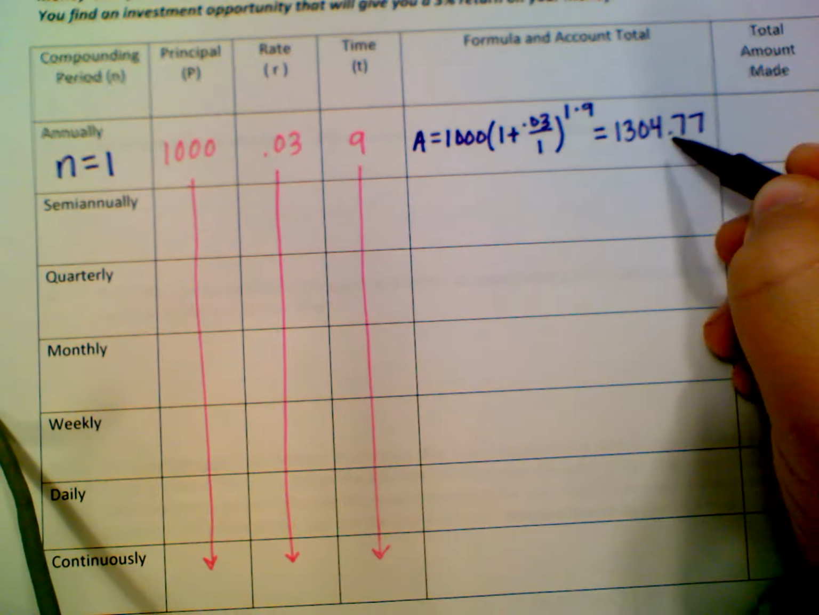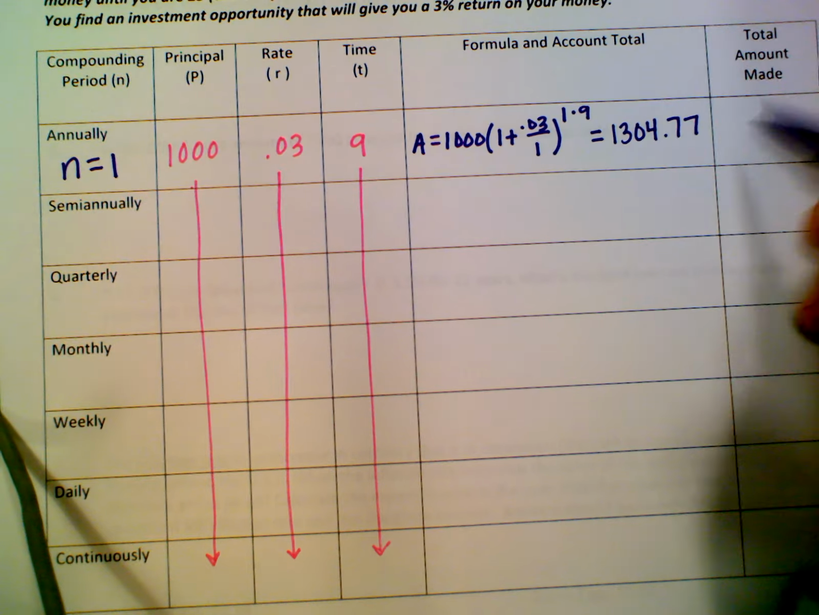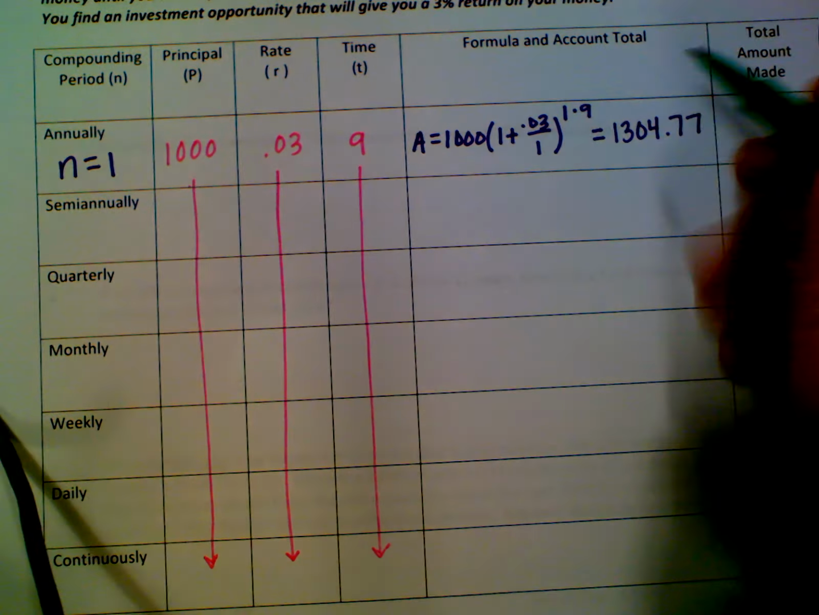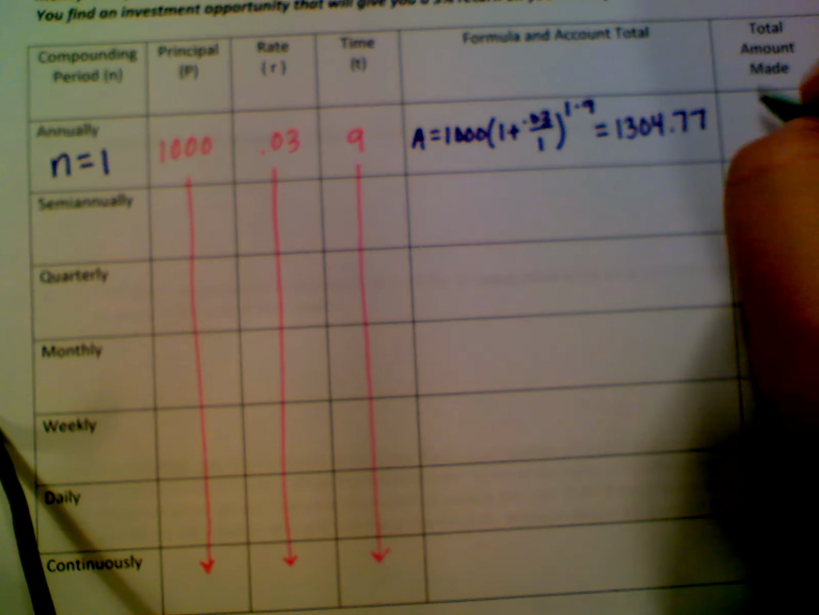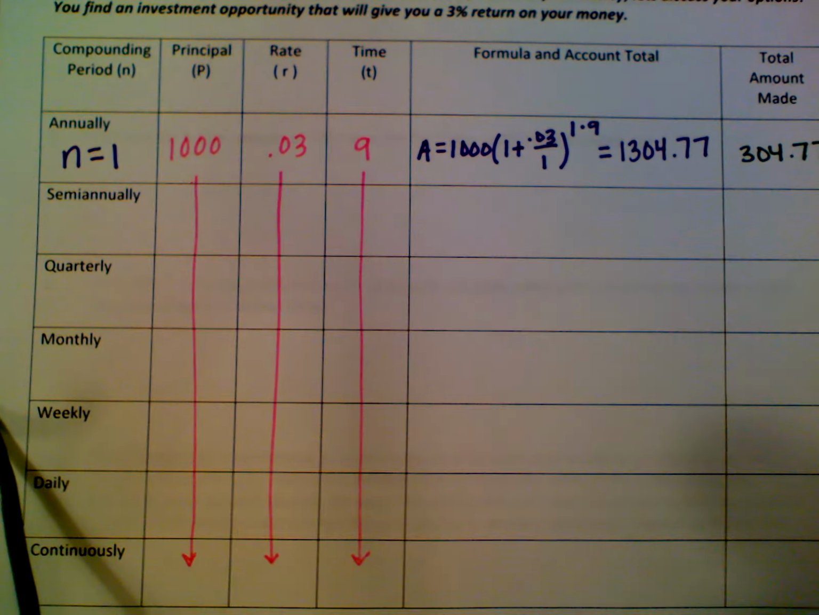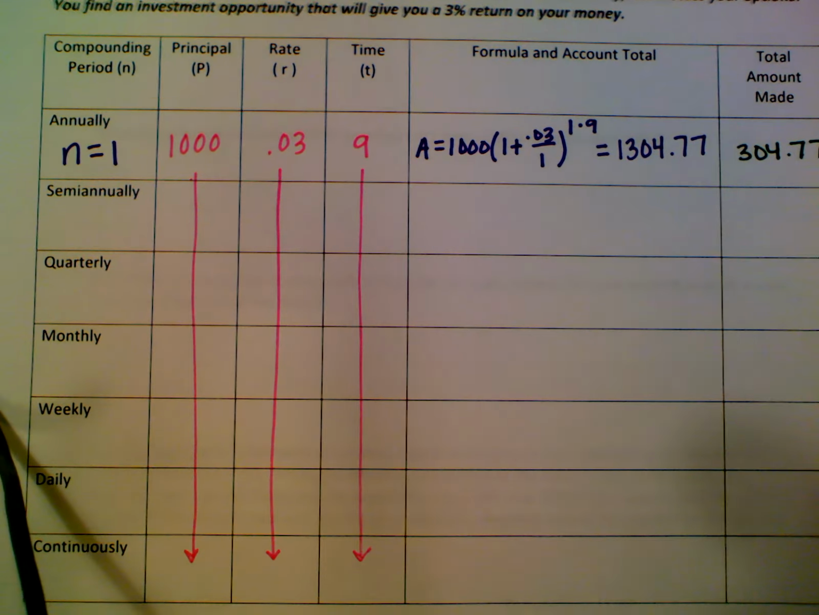And this is $1,304.77. So what was the total amount that we made? Well, if we started with 1,000 and we ended up with just over 1,300, we made $304.77 in interest in those 9 years. So just by putting our money in there at that specific rate, that is our total amount that we made.